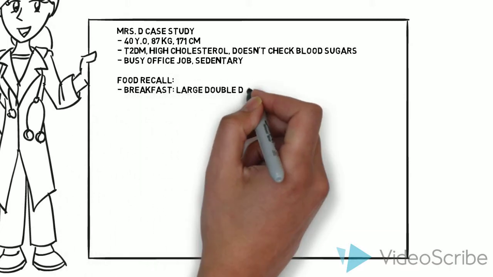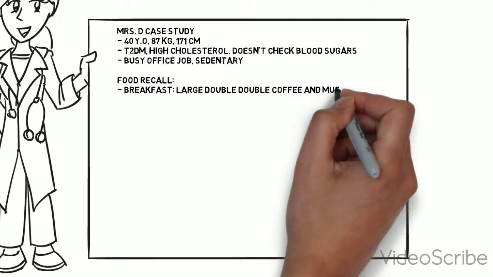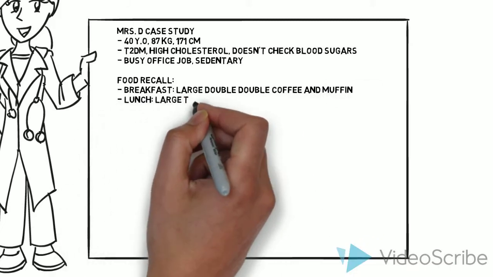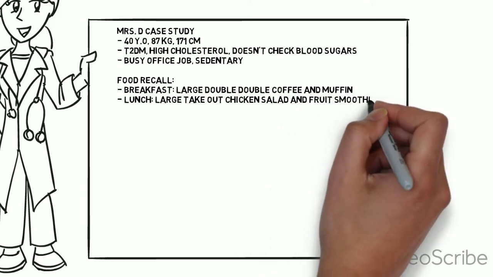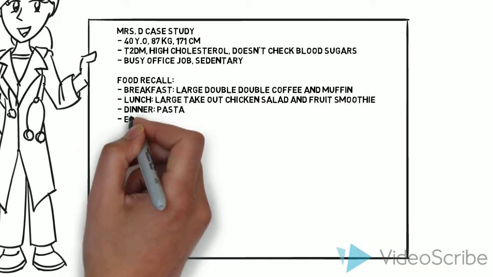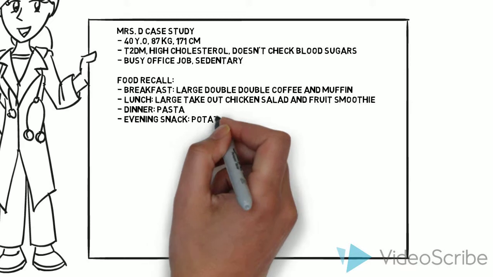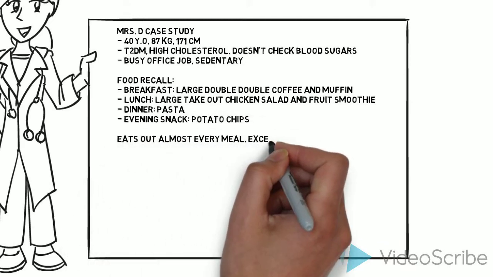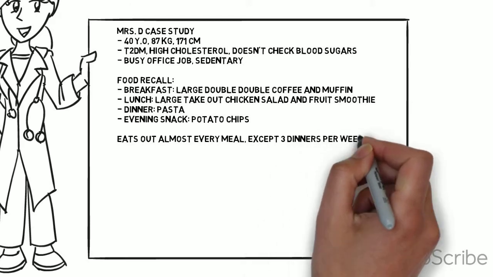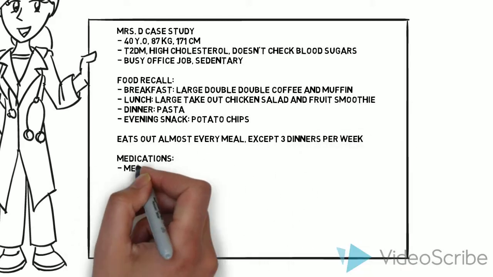You conducted a 24-hour food recall. This shows that for breakfast she has a large double coffee and a muffin. For lunch she has a large takeout chicken salad and a fruit smoothie. For dinner she has pasta, and in the evening she snacks on potato chips. She eats out for almost every meal except for 3 dinners per week.